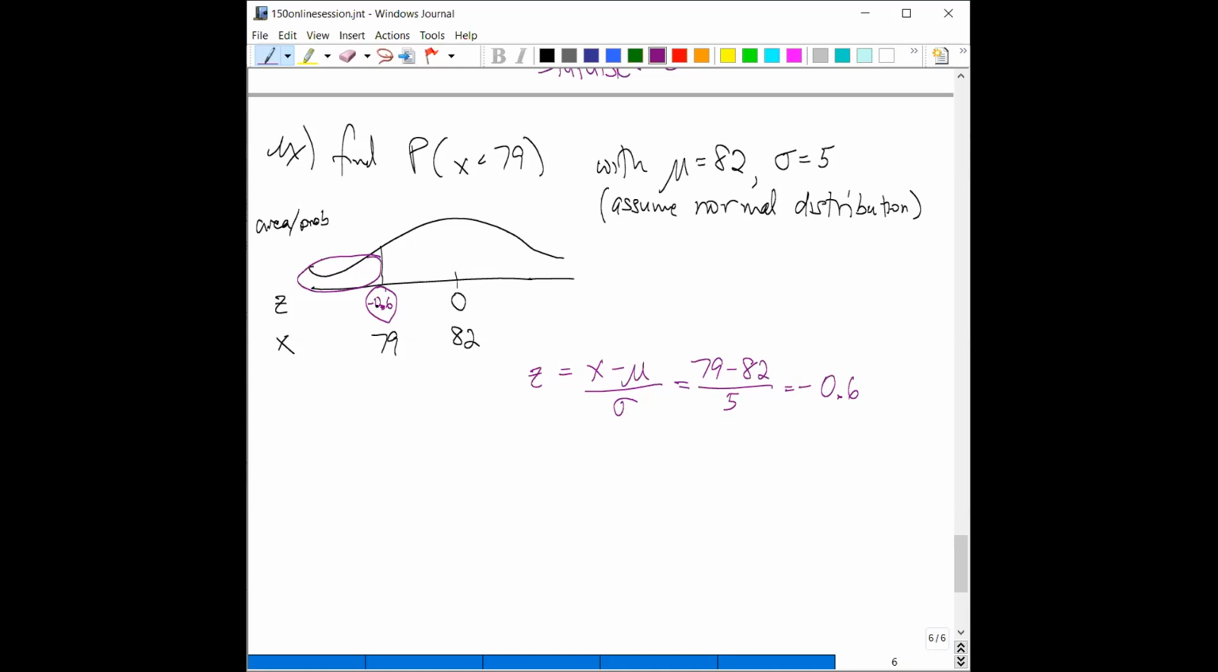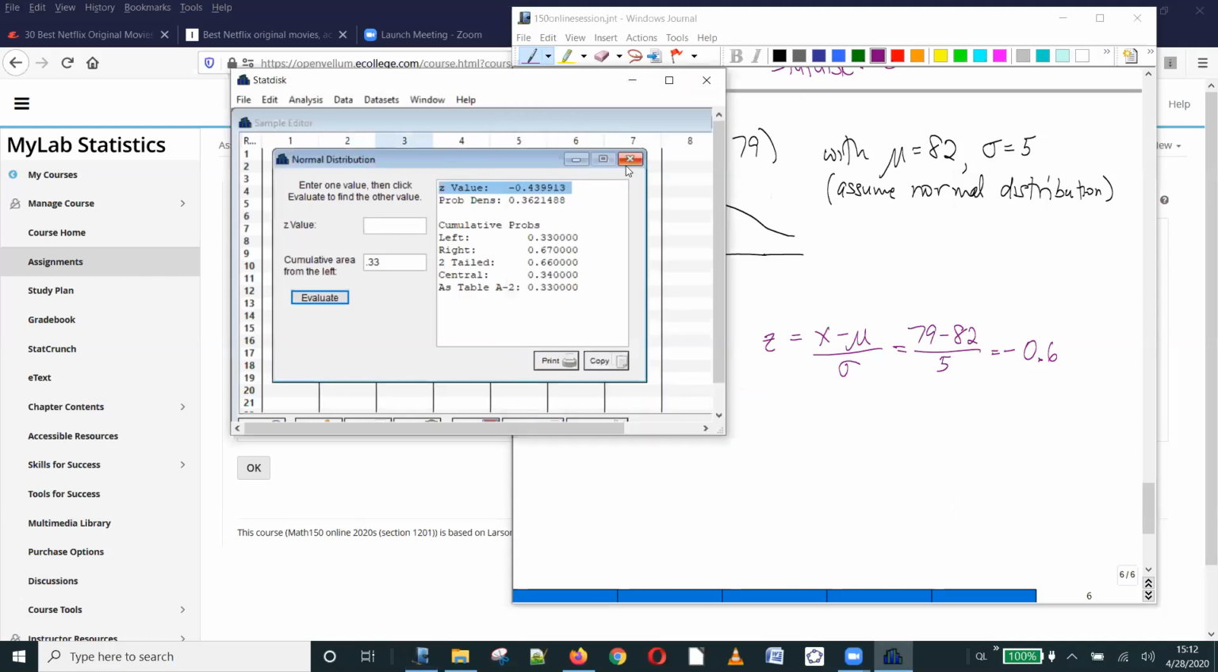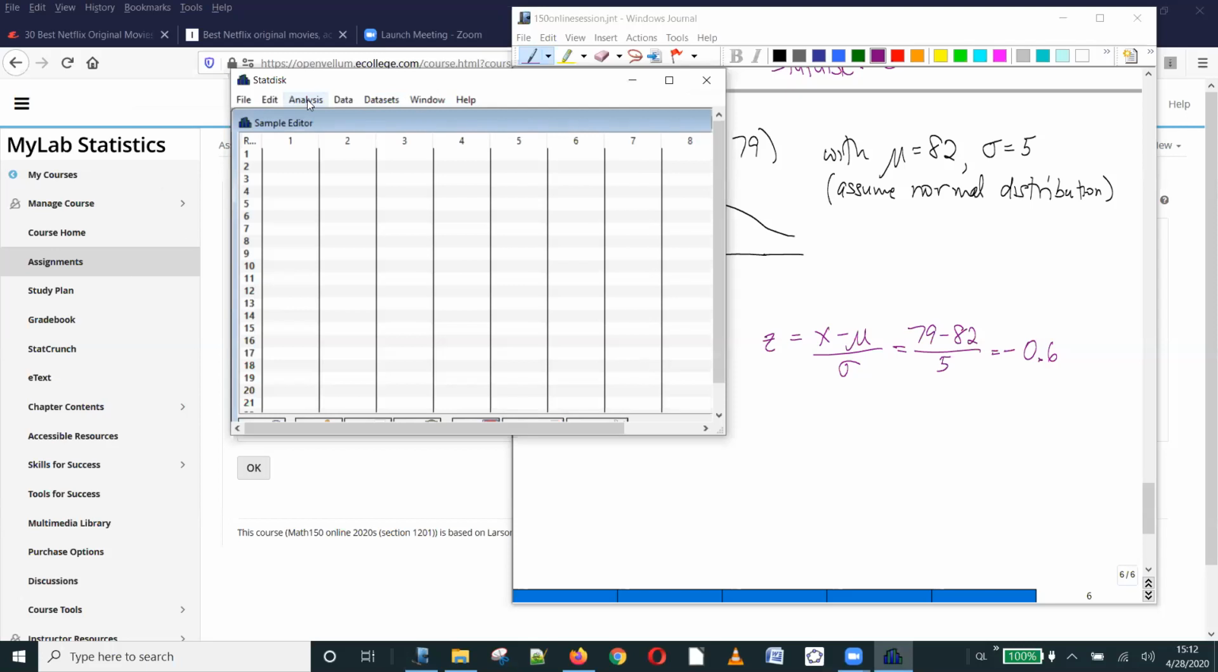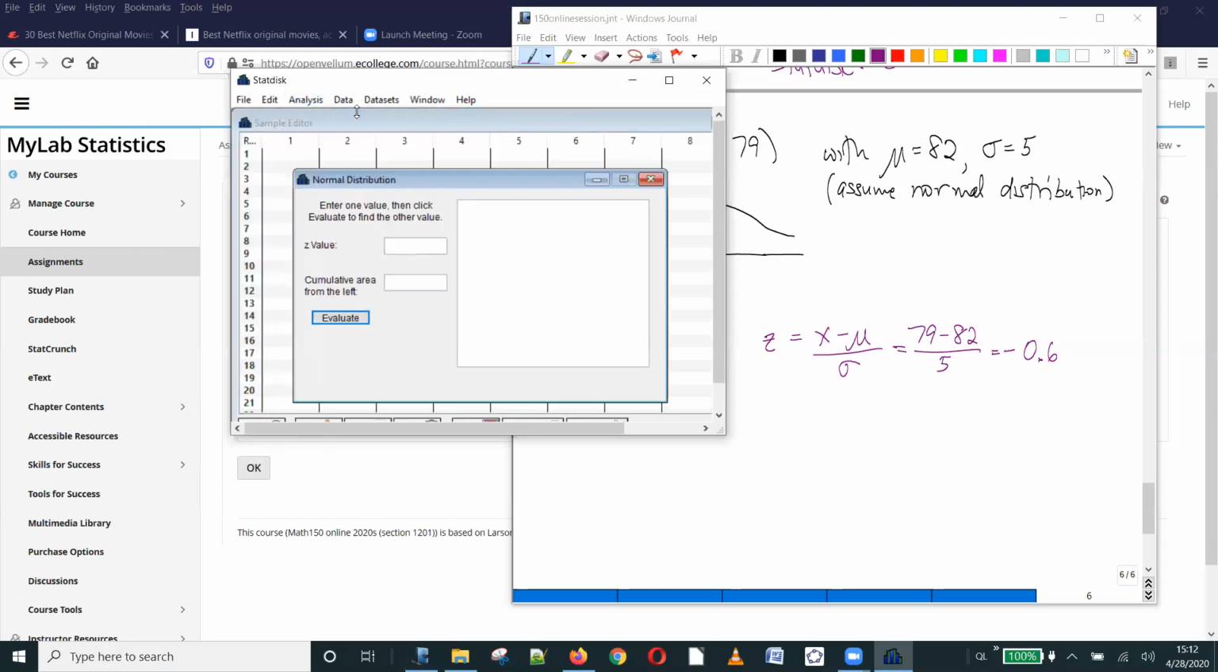Okay, now we have to go and find the area. And for that, of course, we have to get into StatDisk. Well, you can do it however you want. I'm going to use StatDisk. Let's go whole screen here. Okay. So, as always, get into StatDisk, Analysis, Probability Distributions, and we've got a normal distribution.